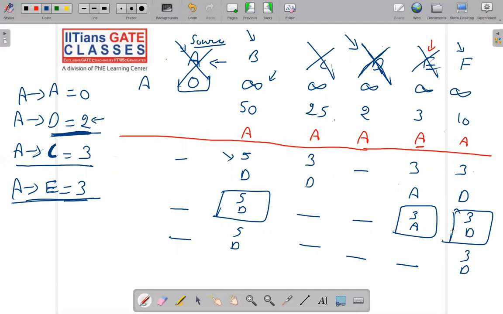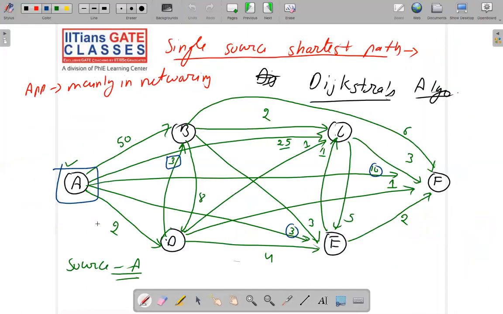Which one is the minimum? This one, F, will be the minimum. And we conclude that A to F is 3. So whenever I'm deleting the node, only then am I concluding that this is the minimum or shortest path from A to F, which is 3. Okay. If we have an edge from F to B which makes the total path from A to F to B less, then we will replace it. But there is no outgoing edge from F.